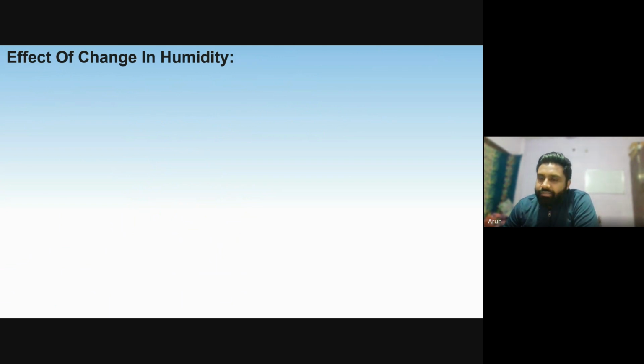What is humidity? Anyone can guess? Anyone have any idea about the humidity? We often see this term, humidity, humid, humid air. There is lots of humidity today. We can say it. And we will be saying it in the upcoming days because there will be humidity in the air. So what does that mean actually? Anyone? Any idea?